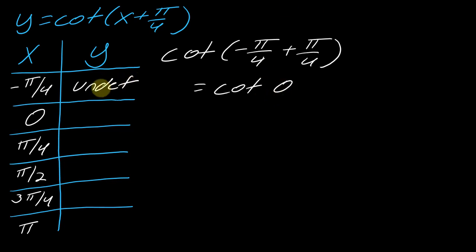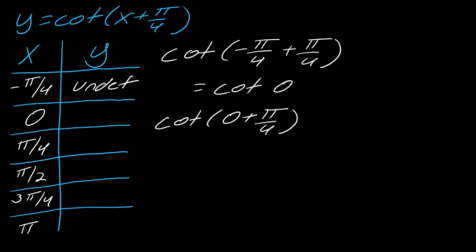Cotangent of 0 is undefined. So you might want to use the tables that we set up for tangent and cotangent to help you figure some of these out if you're not totally comfortable with these yet. That's actually got a good little cheat sheet in there for you. So cotangent of 0 is undefined.